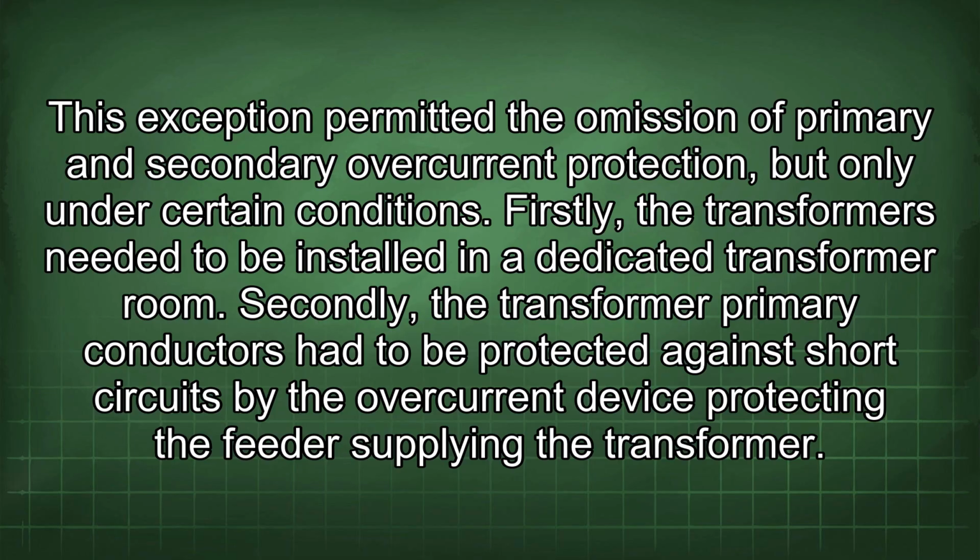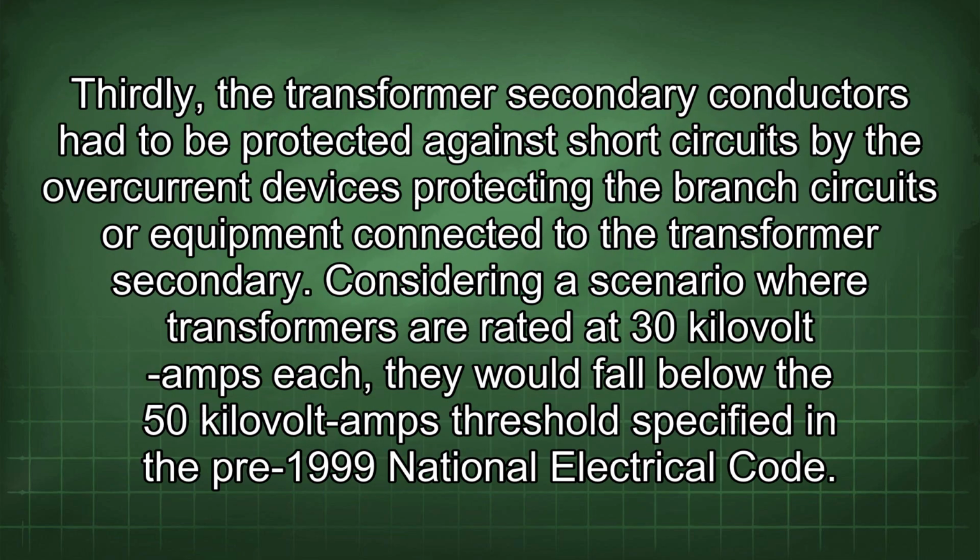Firstly, the transformers needed to be installed in a dedicated transformer room. Secondly, the transformer primary conductors had to be protected against short circuits by the overcurrent device protecting the feeder supplying the transformer. Thirdly, the transformer secondary conductors had to be protected against short circuits by the overcurrent devices protecting the branch circuits or equipment connected to the transformer secondary.